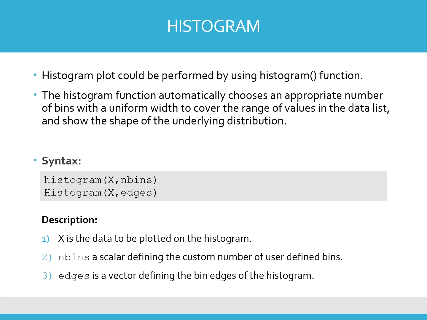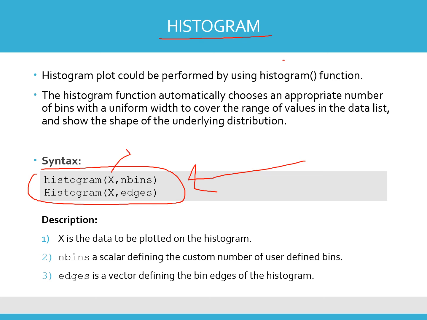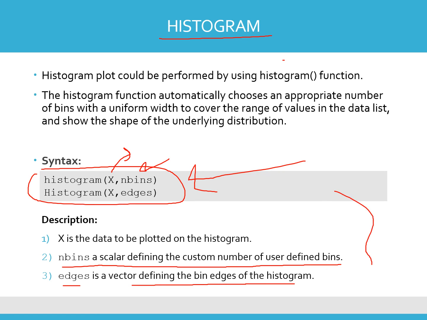Another special diagram that you can use is the histogram. Of course the code is just hist, this one. So I will show you how to use this. x is just the data. This one I will tell you after this. This one is basically a scalar defining the custom number of bins, or a user-defined bin, and h is the vector defining the bin edges of the histogram. I will show you the example so you will understand it more.